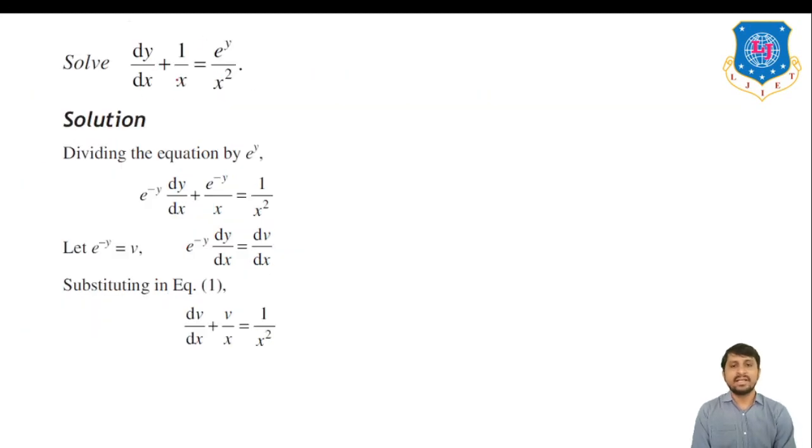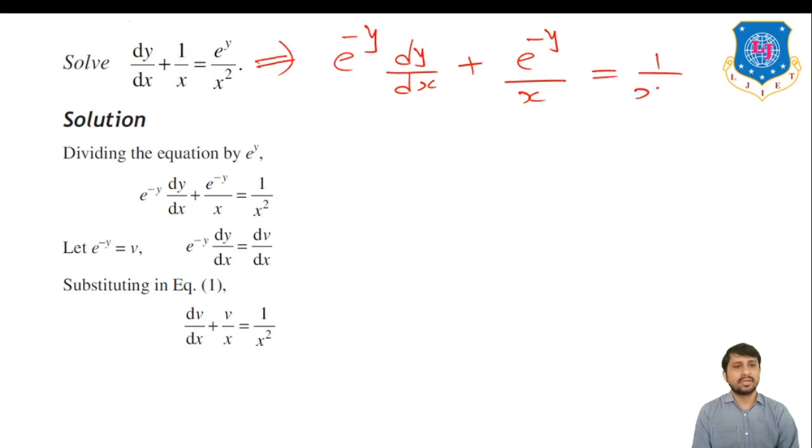Here you can see that dy/dx + 1/x = e raised to y upon 1/x². First of all, we divide on both sides by e raised to y. So here you will get e raised to minus y dy/dx + e raised to minus y upon x = 1/x², because e raised to y is an additional term on the right-hand side. What is our general form of linear differential equation? dy/dx + p(x)y = q(x). So whatever function of y is on the right-hand side, that is your additional term. That term you have to divide on both sides. So you will get this type of equation.